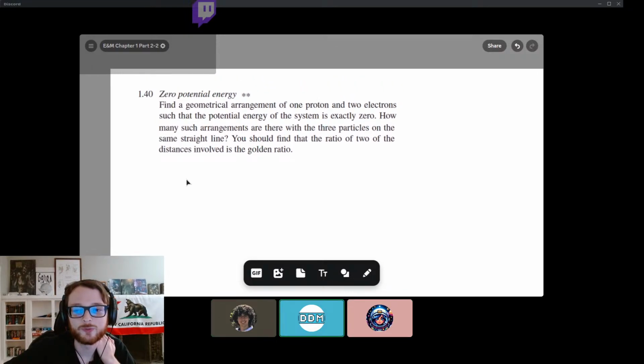Find a geometrical arrangement of one proton and two electrons such that the potential energy of each system is exactly 0. Which I guess is kind of related to that one triangle problem. Hey, didn't you do that earlier, Doug? On stream? Did I? I thought you did one that was similar. Maybe it was just 2 charges. One with double charge. Oh yeah, this is a different one. I remember that one now. Geometrical arrangement of one proton and 2 electrons. Potential energy is 0.